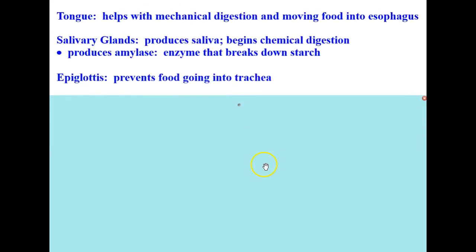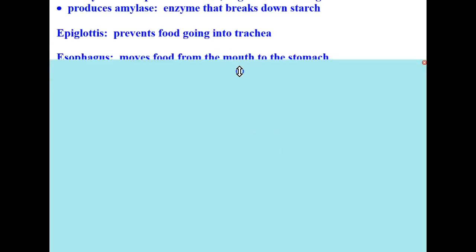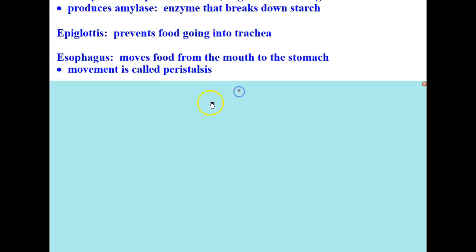The epiglottis prevents food from going into the trachea. The esophagus moves food from the mouth to the stomach. The movement of the esophagus pushing food down into the stomach is called peristalsis.